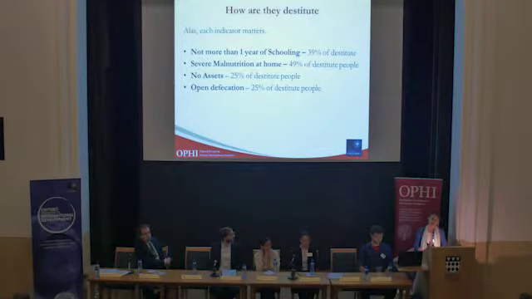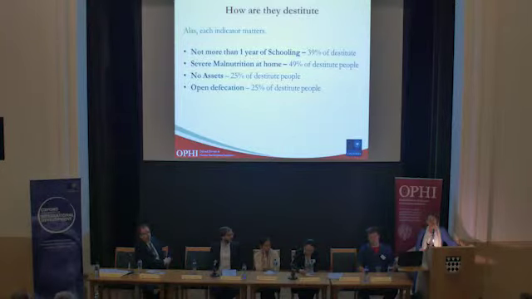Furthermore, we find that of those indicators that I named, each one of them is contributing to destitution. To give you only a few examples, of the 736 million people who are destitute, 39% of them live in households with no more than 1 year of schooling. 49% of them have somebody at home with severe malnutrition. A quarter of them have no assets and no toilet.